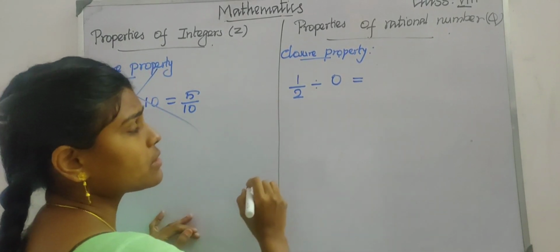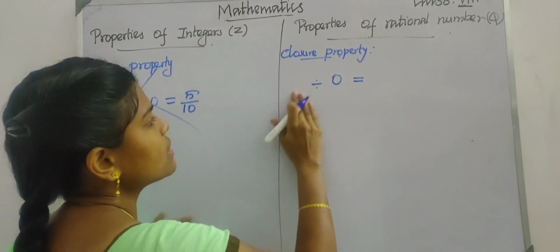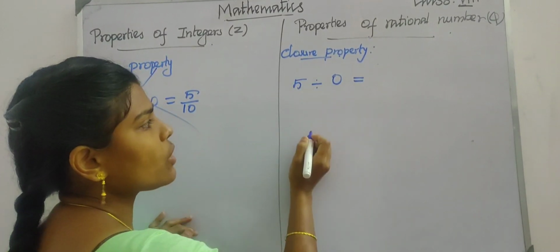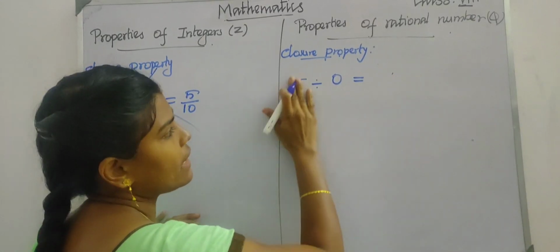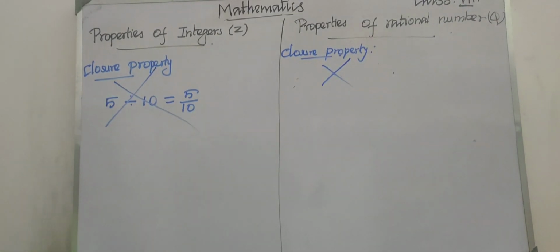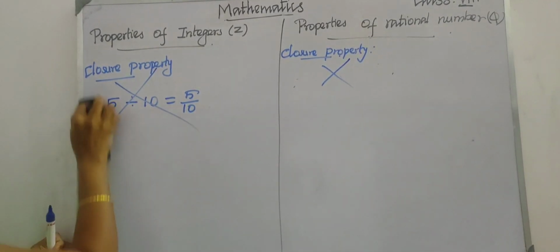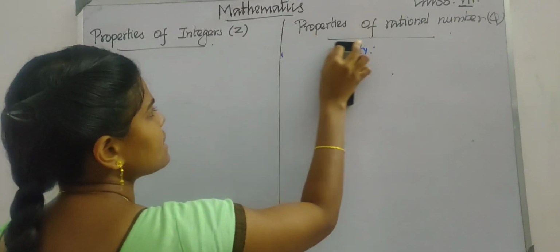So what will you get? 1 upon 2 divided by 0. Or else, see, 5 divided by 0. We can't write it, it is undefined, right? So the division of integers and also the division of rational numbers does not hold closure property. Okay children, is it clear?